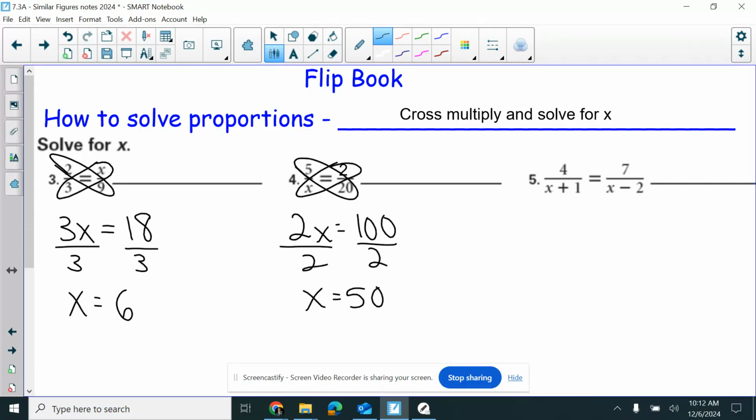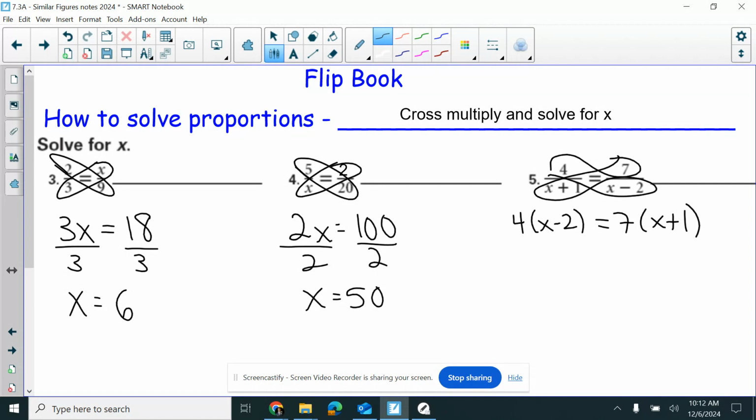This one is a little bit more difficult, but we're still going to cross multiply. So what I like to do with this one, I know I have to do 4 times x minus 2. What you're actually doing though is you have to make sure you multiply both of those terms by 4. So I'm actually going to write it out, and I'm going to put the expression in parentheses. And then same thing with the other side. I write the 7 first, and then I put x plus 1 in parentheses. So when I multiply, you multiply both terms by 4, and I multiply both of those terms by 7. And now it's just an equation I have to solve.